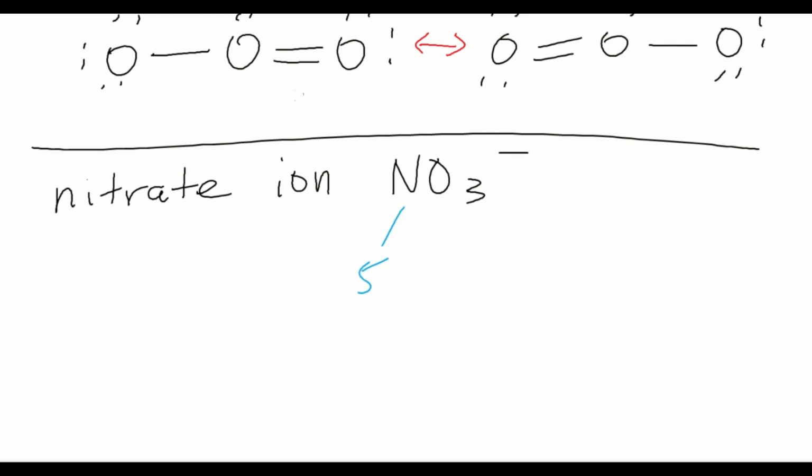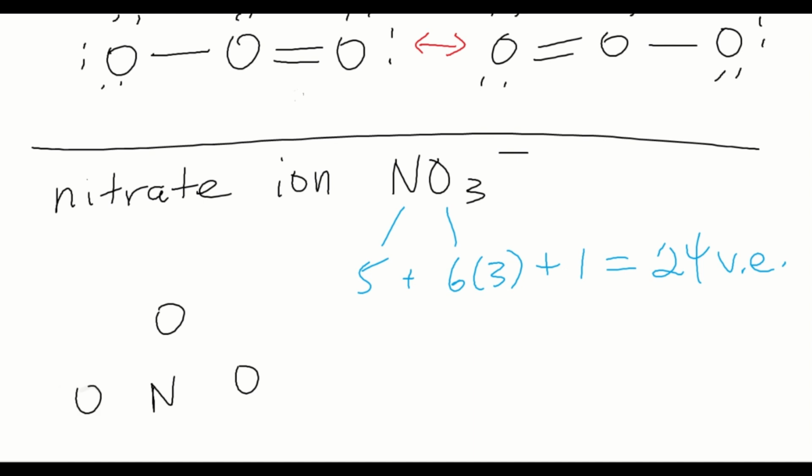Nitrogen has 5 valence electrons, oxygen has 6, and there's 3 of them. Don't forget, some of you forgot to add that extra electron, so that's what's going to give that molecule a 1 negative charge. So that is 18 plus 5, 23 plus the 1 is 24. 24 valence electrons we have to work with. Now the least electronegative of the nitrogen and oxygen is going to be the nitrogen, so put that in the center, and then we'll surround it with the 3 oxygens like that.